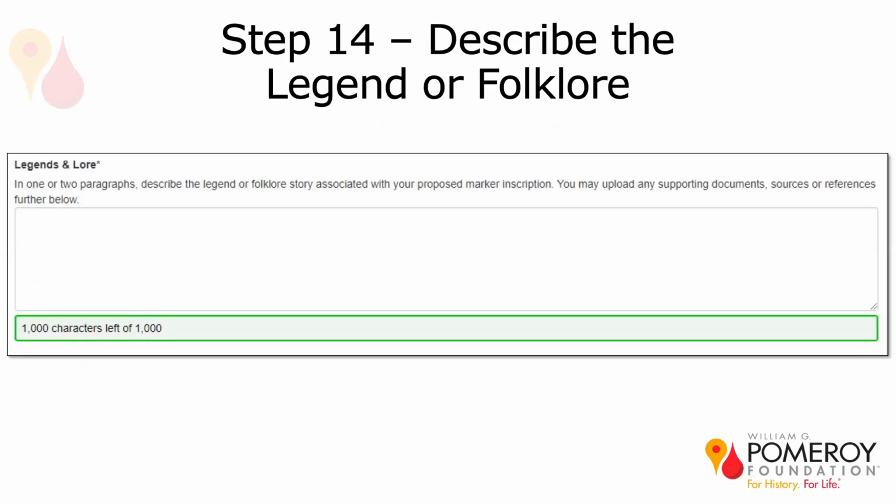As you continue filling out the application, this is where you'll be asked to describe the legend or folklore story that's associated with your proposed marker inscription. We're looking for 1 or 2 paragraphs. You'll have an opportunity to upload supporting documents or references, and we'll discuss that later. At this stage, there's only a few steps left in completing your online application, so you're getting close.